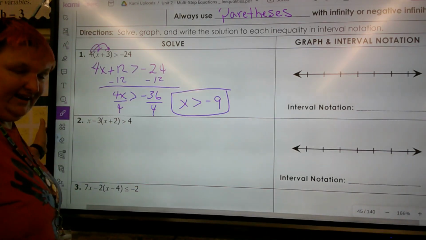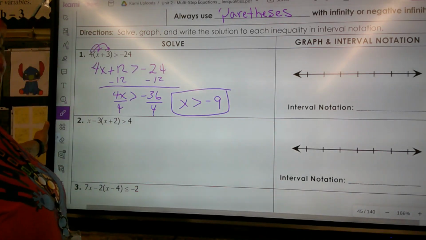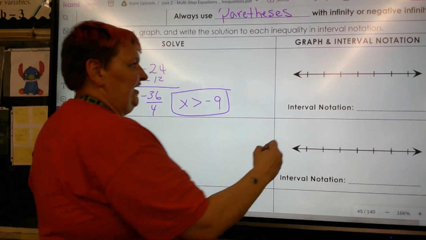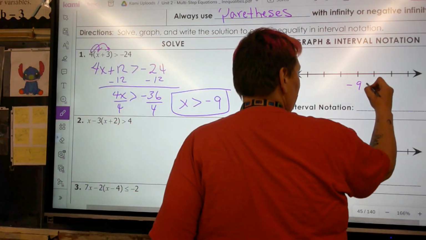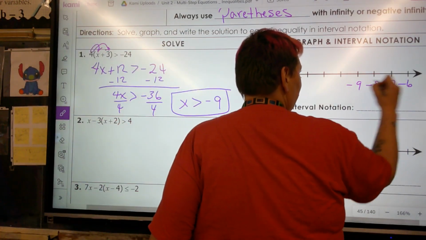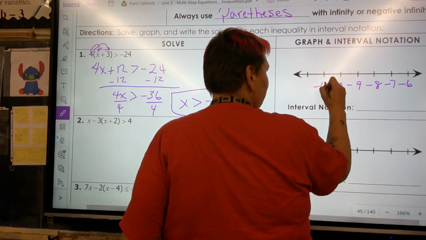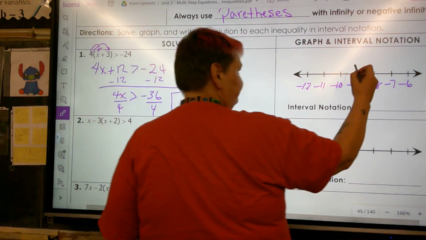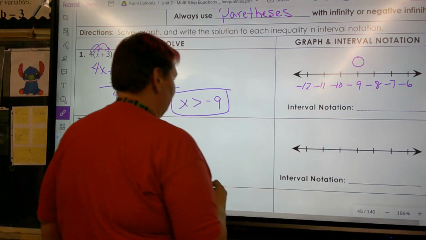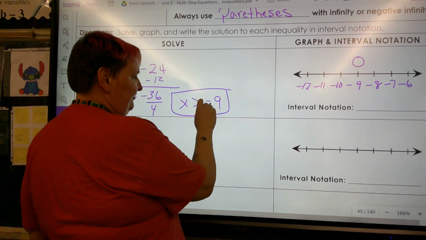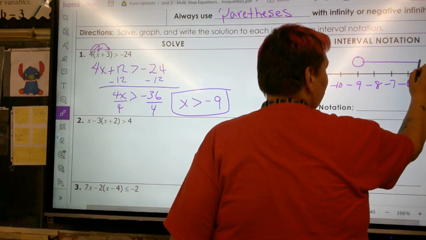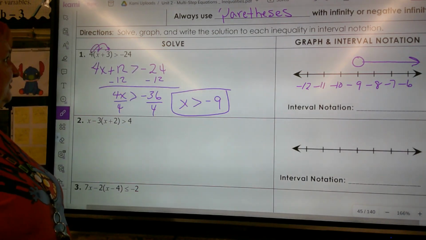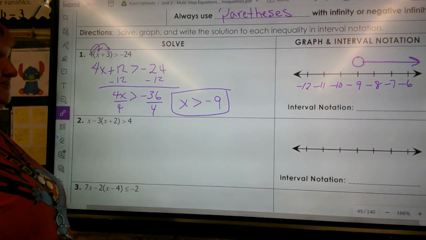That's one answer. Now if you wanted to graph it, that's another way to represent that answer. x is greater than negative 9. So it's an open circle, and because x is greater than, we're moving to the right. That's the second way you can represent that answer.